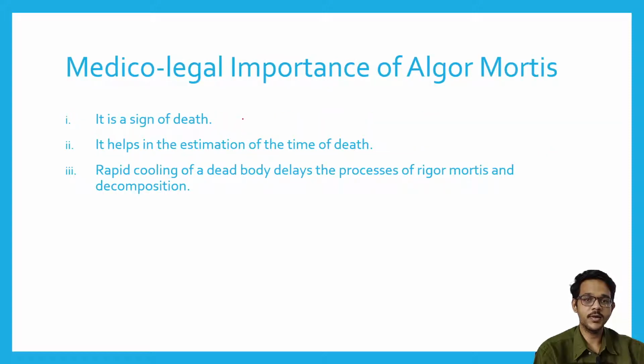Medical importance of algor mortis: it is a sure sign of death. It helps in the estimation of time since death using the formula, and rapid cooling of the dead body delays the process of rigor mortis and decomposition. If the body is frozen, rigor mortis does not occur, and decomposition is also delayed in those cases.